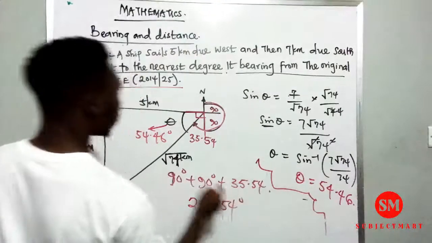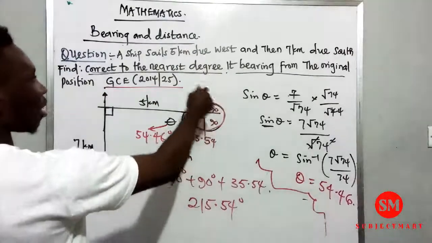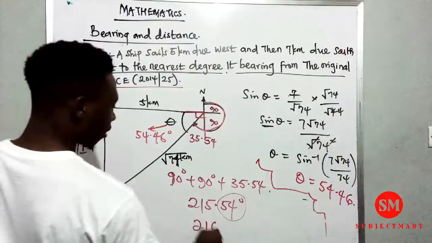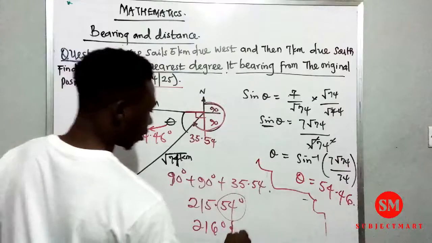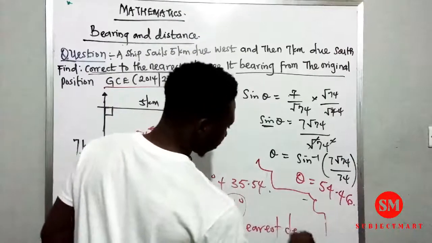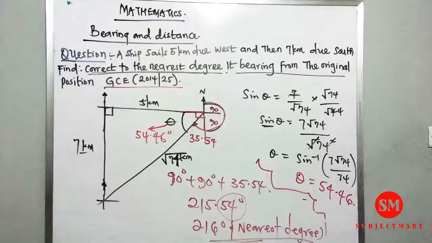But what does the question say? The question says correct to the nearest degree. So nearest degree, this is now approximately 216 degrees, in the nearest degree. So we now have this here as our final answer.